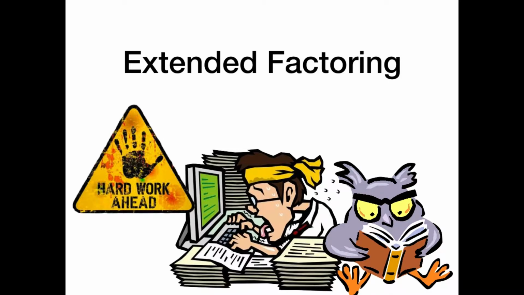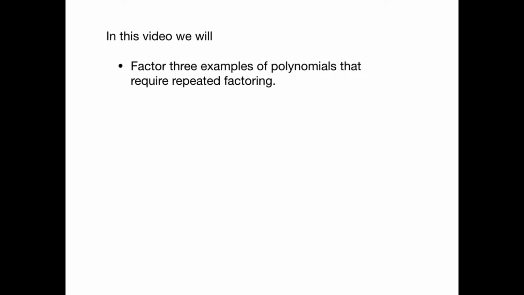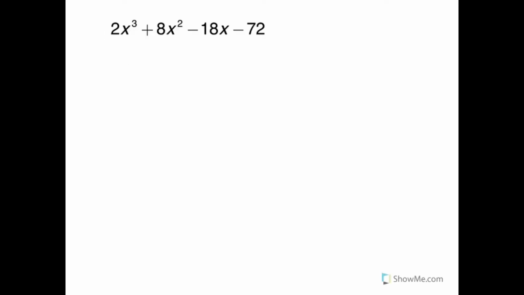Extended factoring. In this video, we're going to factor three examples of polynomials that require repeated factoring. We're going to factor 2x cubed plus 8x squared minus 18x minus 72. The first step in factoring is to look for a greatest common factor.